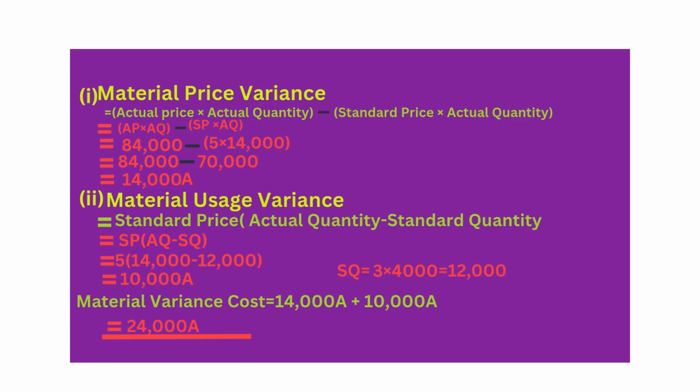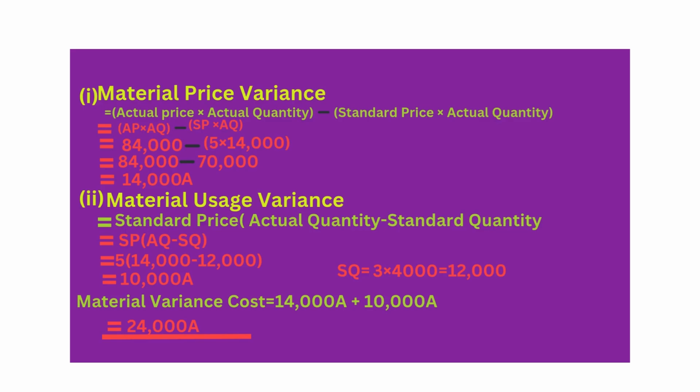Remember, as we've done on the material price variance, wherever the actual quantity is greater than the standard, we say it's adverse. So we have 14,000, which is greater than 12,000, so automatically it's adverse. So we will have 10,000 adverse.